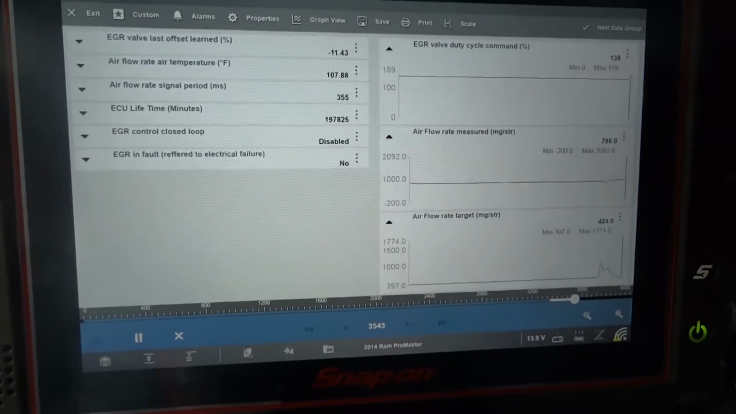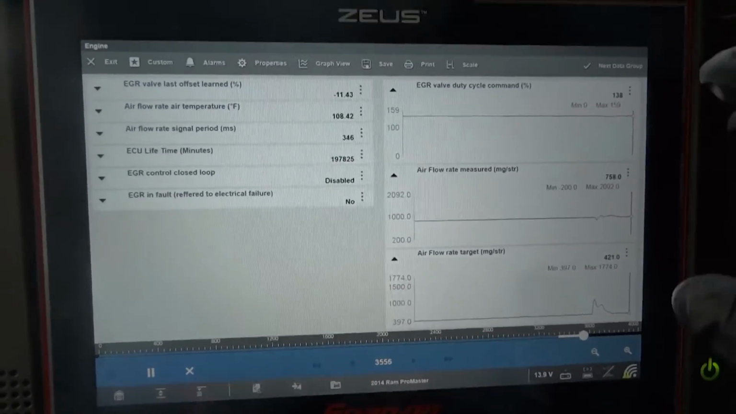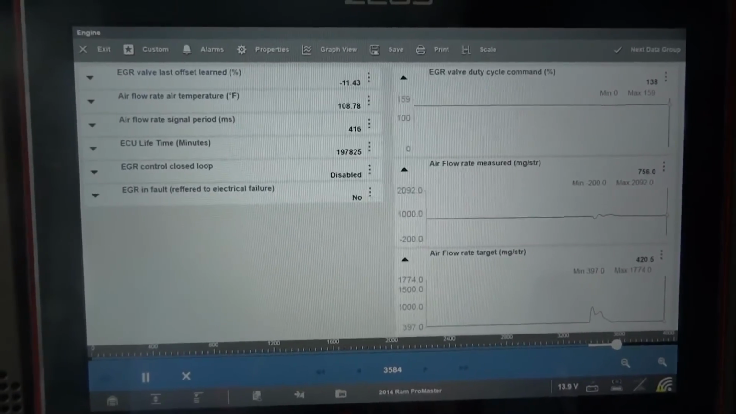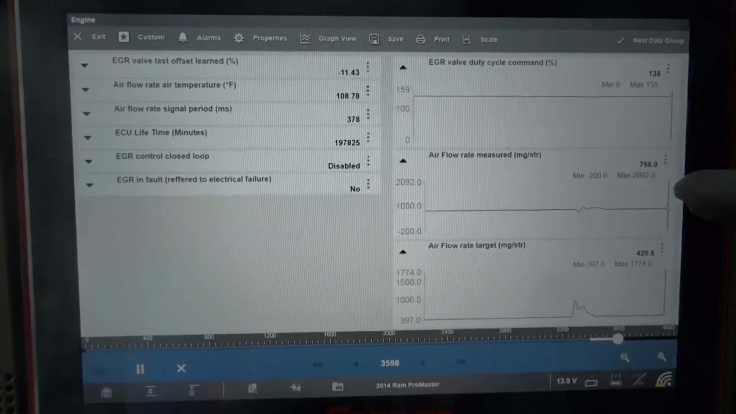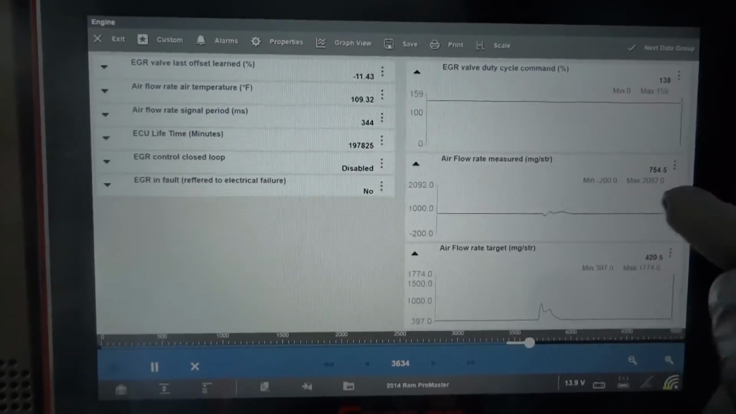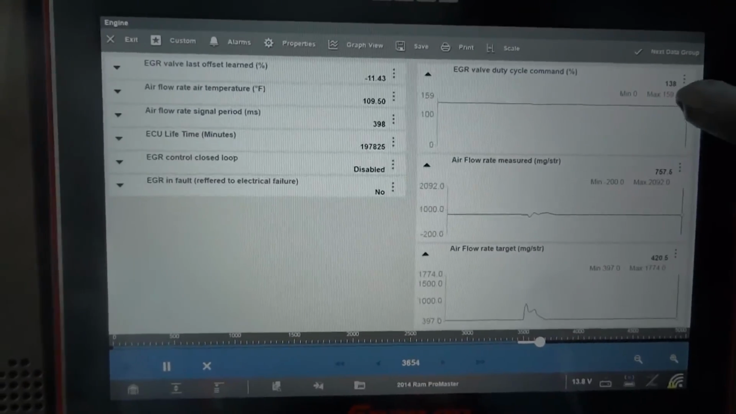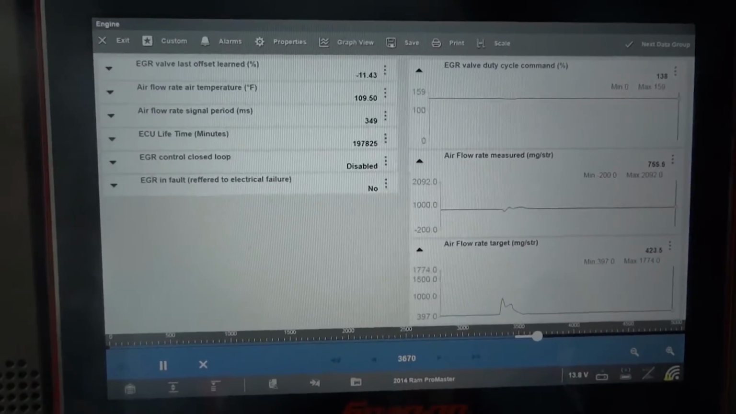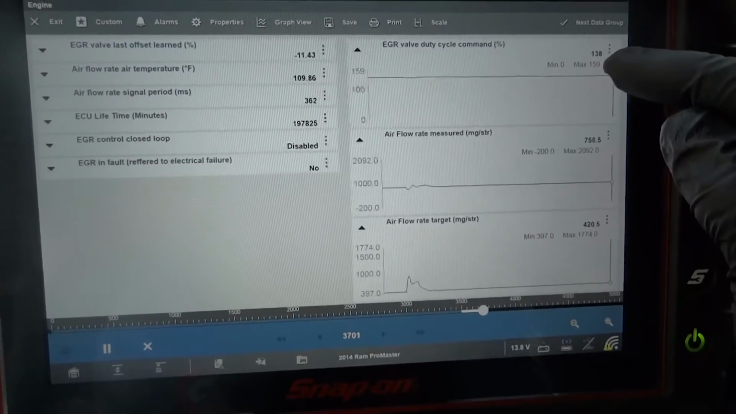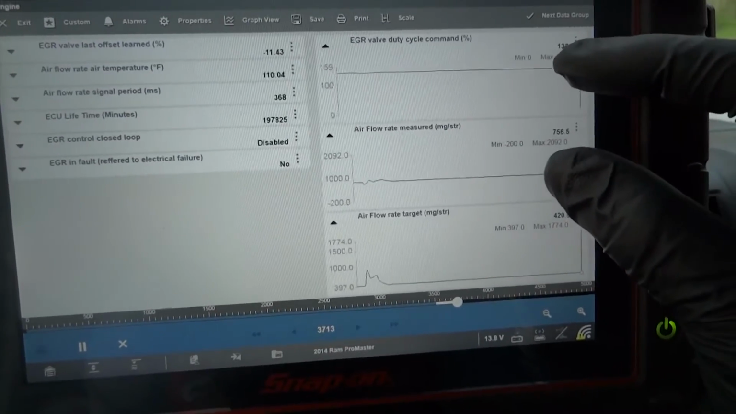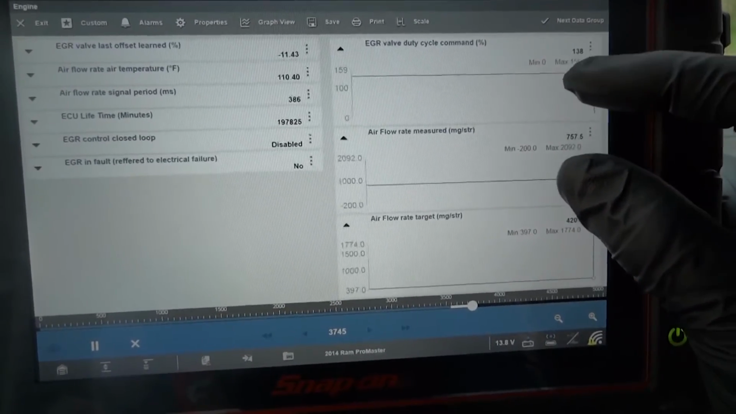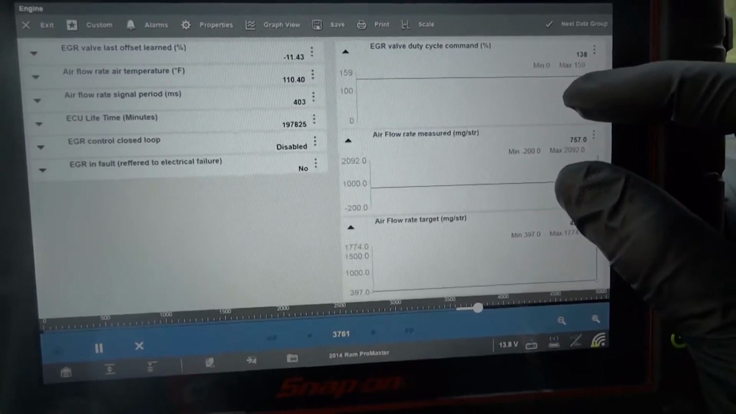So I'm going to lean towards testing this mass airflow sensor, because I believe what's happening here is the mass airflow sensor is sending a skewed signal to the engine computer, and the engine computer is increasing this command based on the input it's receiving from the mass airflow sensor. Since we have a high command here, that means our EGR valve is stuck open. 138% means the valve is open. It's opened halfway.